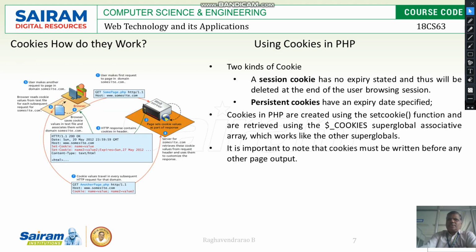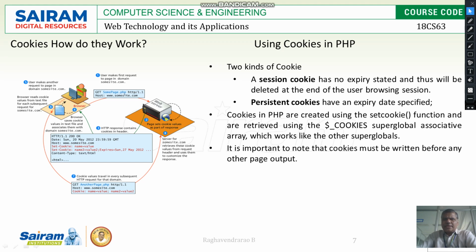So how do cookies work? Here you can see a browser and a server in the diagram. First, the user makes the first request to the page, to the domain. Some particular site is then executed here.